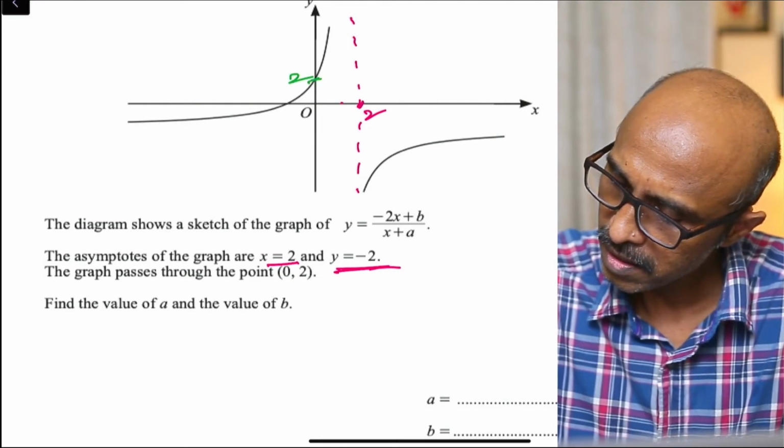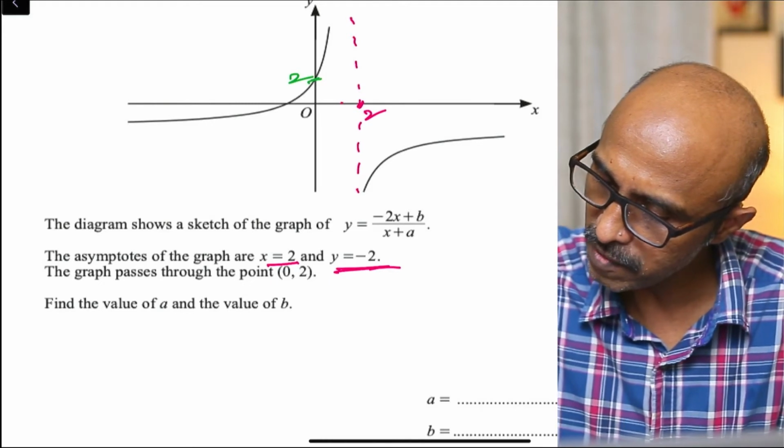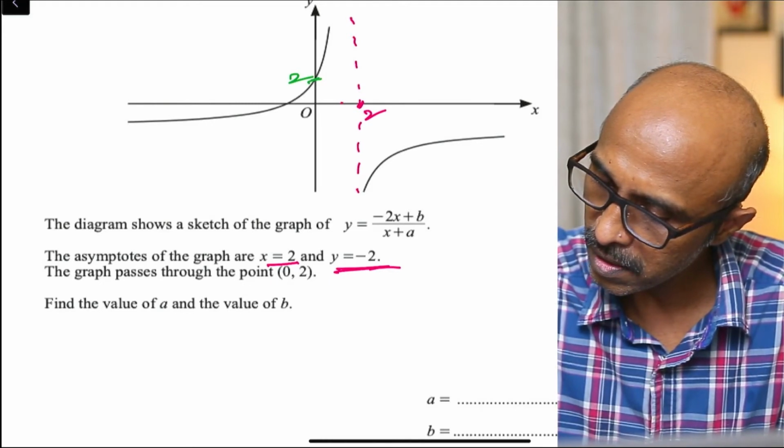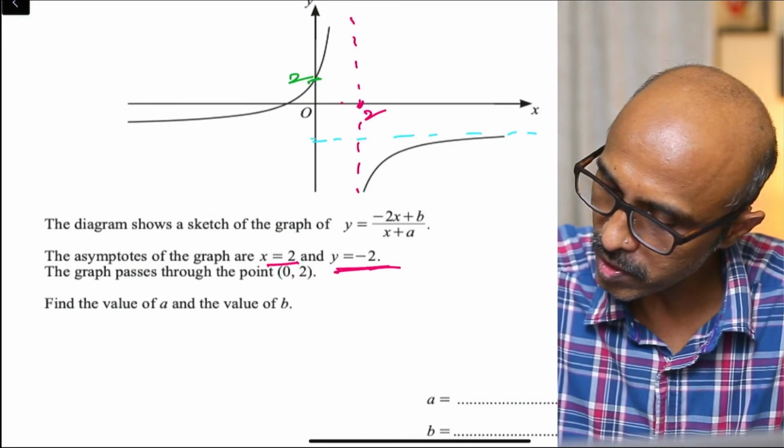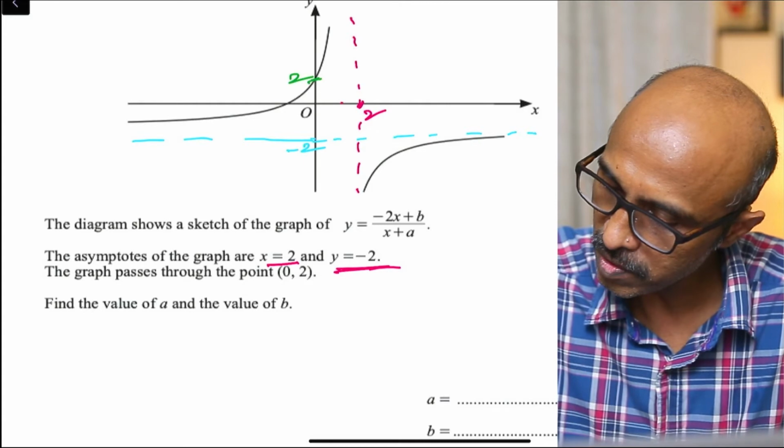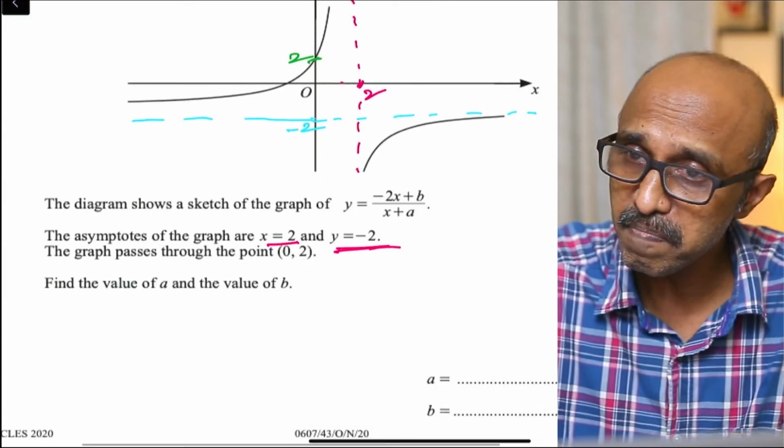And so y is equal to negative 2 is the horizontal asymptote. So let's just do the horizontal asymptote also there. So here you go, negative 2. There you go. Find the value of a and b.